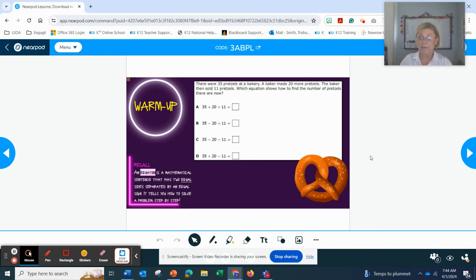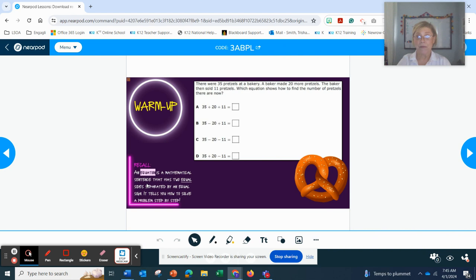There were 35 pretzels at a bakery. A baker made 20 more pretzels. The baker then sold 11 pretzels. Which equation shows how to find the number of pretzels there are now? It would be helpful if I read the entire thing, right?